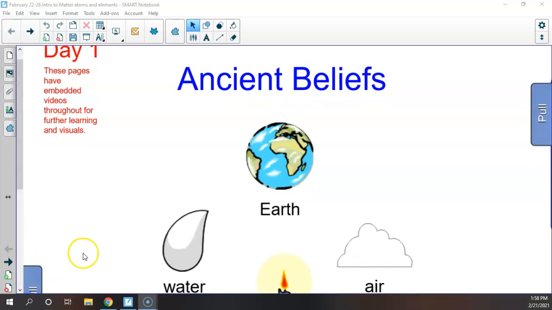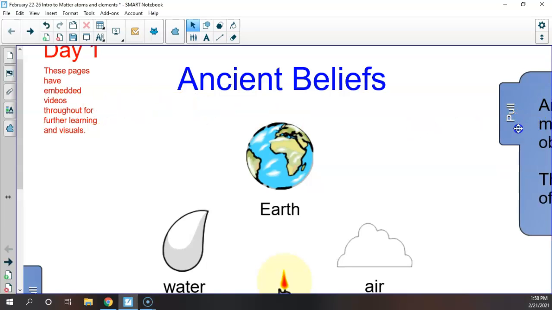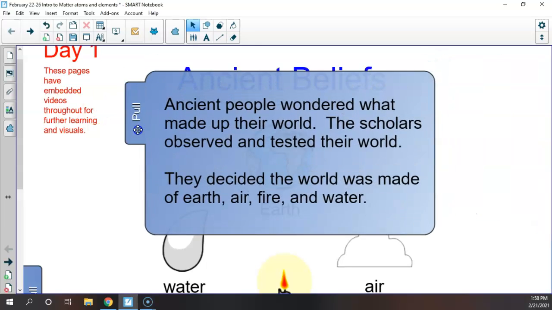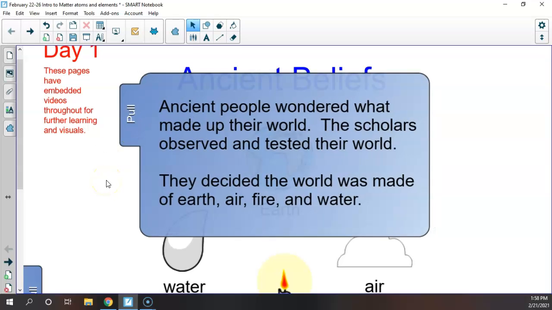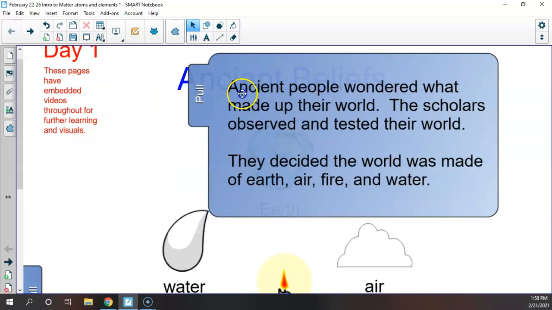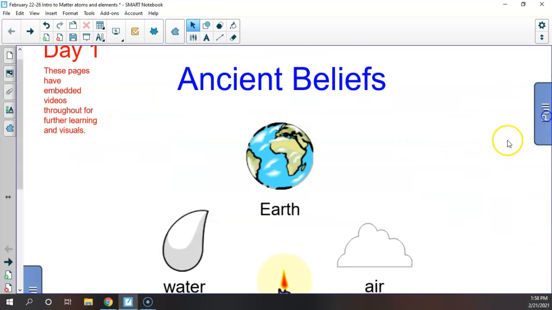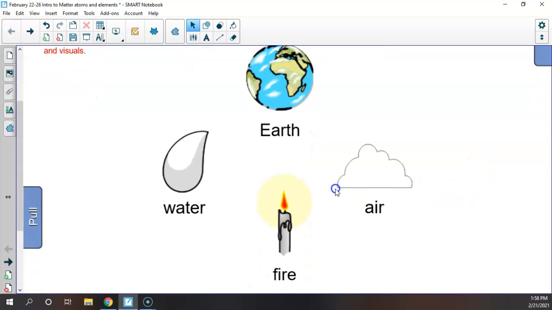this slide here, ancient beliefs. It used to be long ago that ancient people wondered what made up their world. The scholars observed and tested their world, just like a scientist does. They decided the world was made of earth, air, fire, and water. So this here represents that everything was either earth, water, air, or fire.